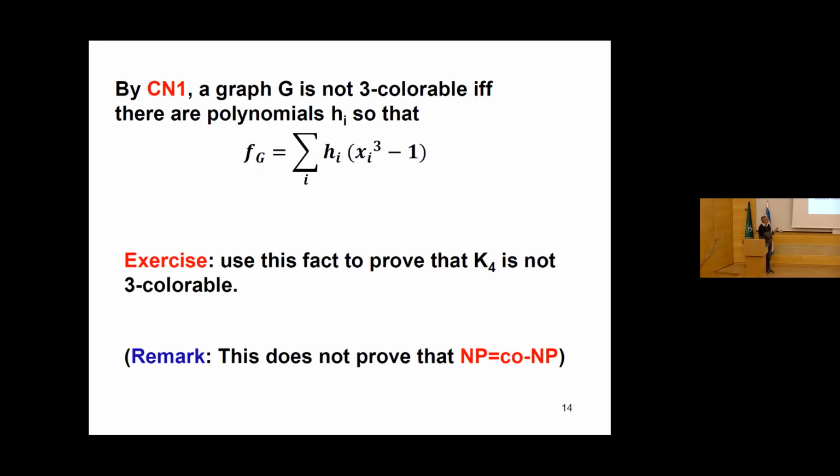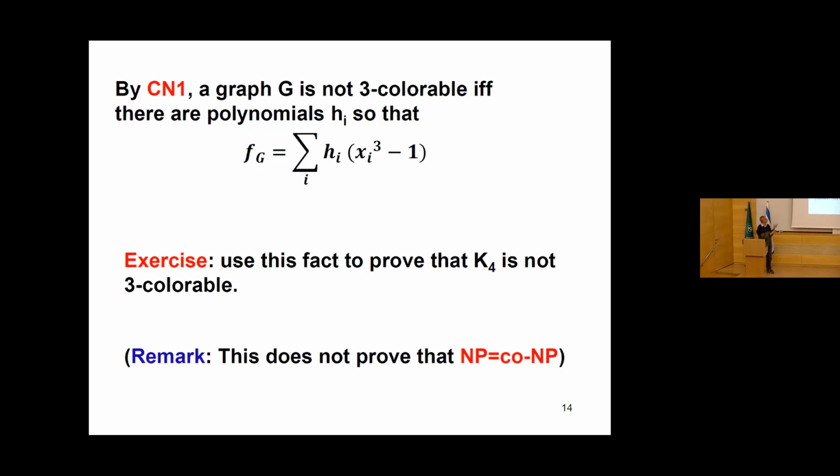Right? So I wrote here as an exercise, an easy exercise, to use this fact to prove that K4 is not 3-colorable. So we write the Vandermonde-type determinant corresponding to this K4, and you expand it and you see that it gives you this expression. But I wrote here in the remarks that this does not prove that NP is equal to co-NP. Now, I'm not going to talk much about complexity classes, but one reason that this does not prove it is that if it had proved it, then probably I would give a different title to the lecture.